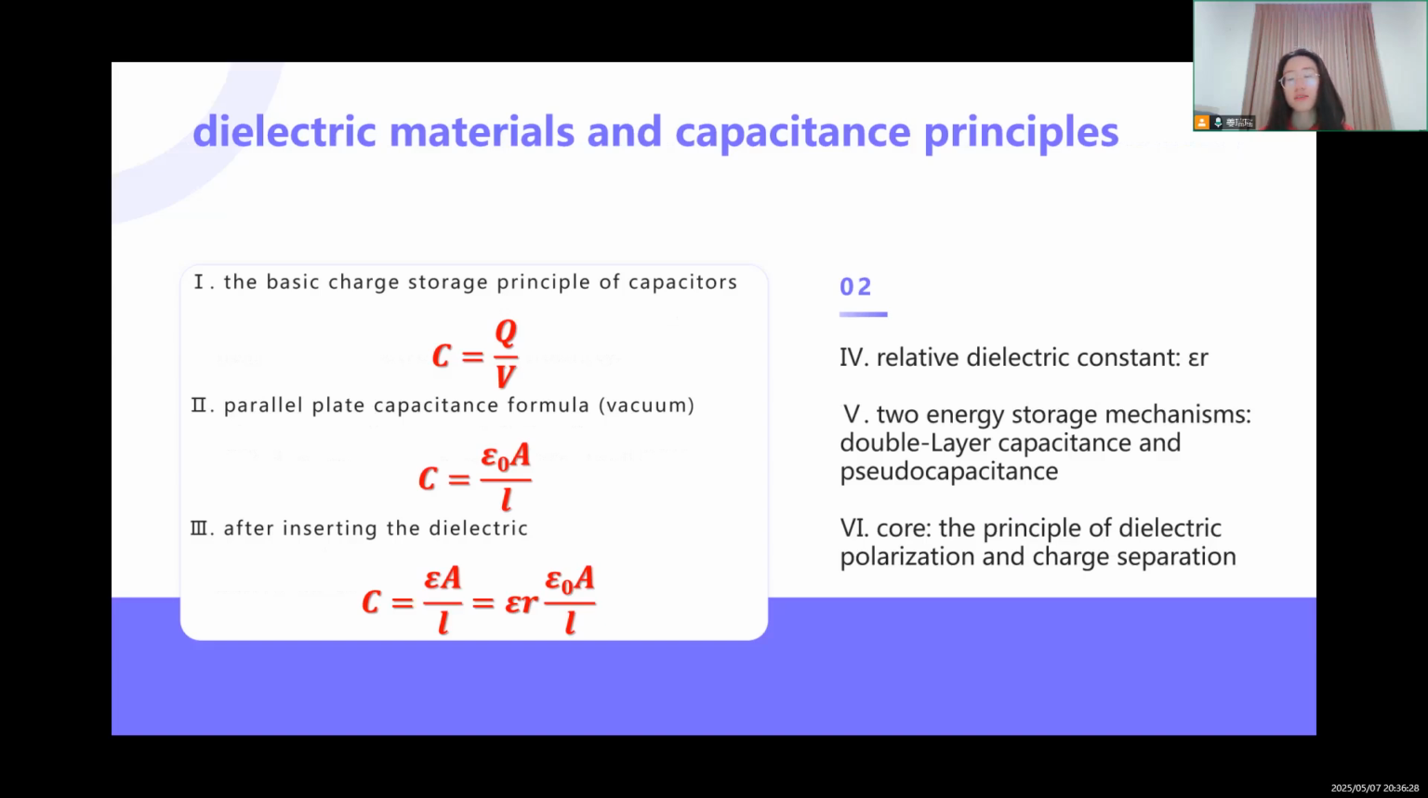And then we can see the right part. Relative dielectric constant is epsilon. Two energy storage mechanisms, double-layer capacitance and pseudocapacitance. The important part is the principle of electrical polarization and charge separation.